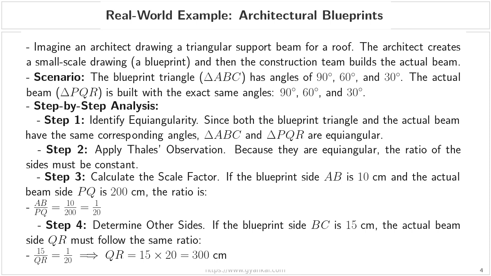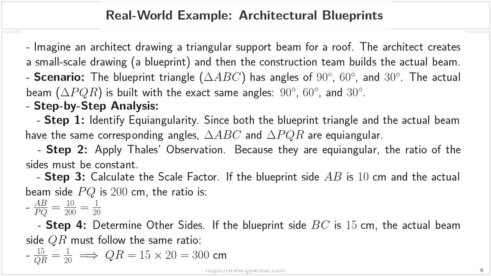Since we have confirmed these triangles are equiangular, we know that the ratio of their sides must be constant. Step 3 is to calculate the scale factor. Let's say the side AB on our blueprint is 10 centimeters, and the corresponding side PQ on the actual beam is 200 centimeters.